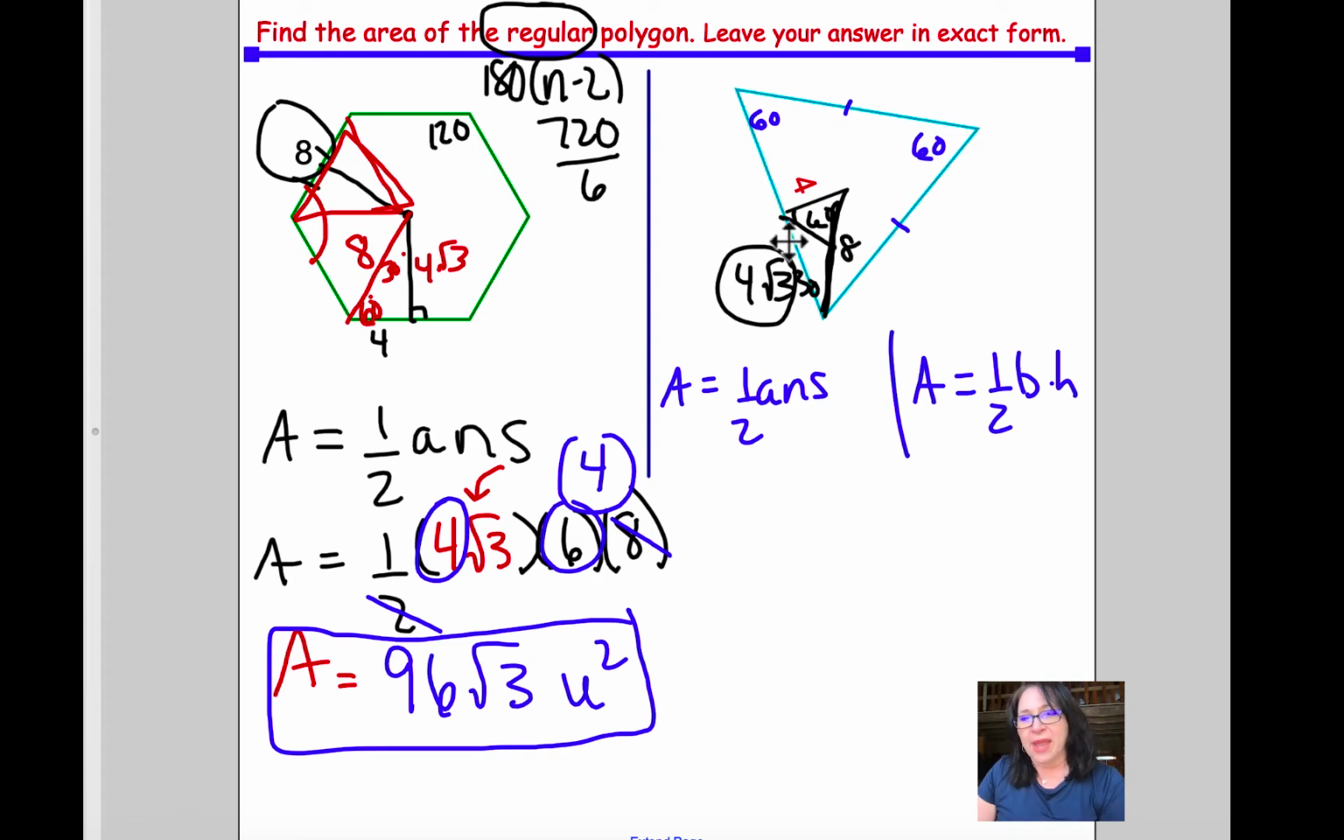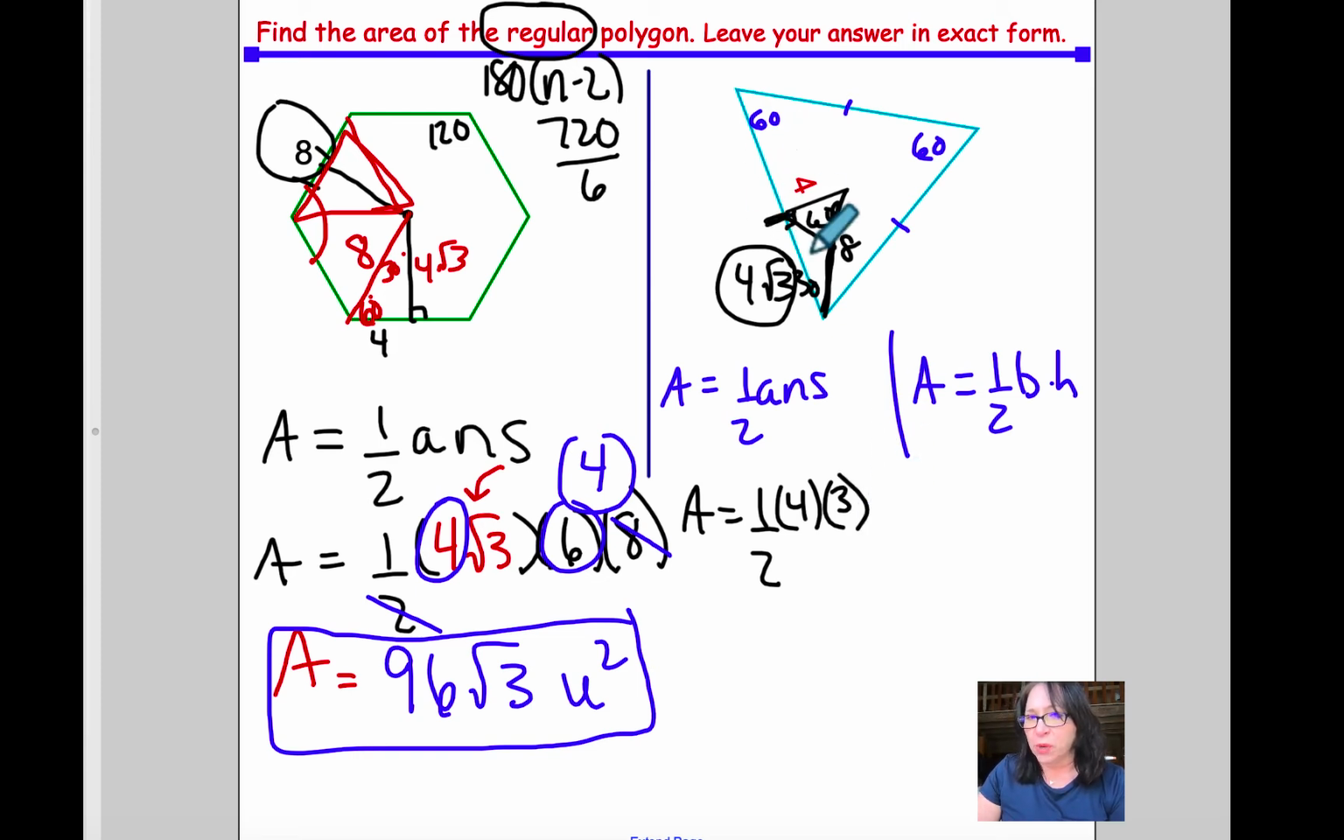Just saying. Okay, so anyway, what we're doing now is we would say 4 root 3. So if I use this formula, the area is equal to 1/2 my apothem, which is 4, times my number of sides, which is 3, times the length of one side.